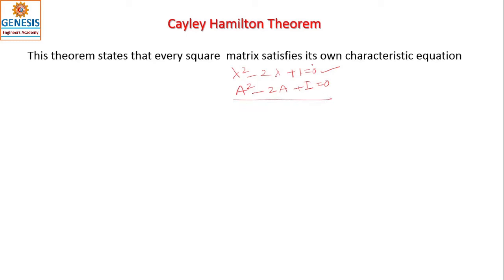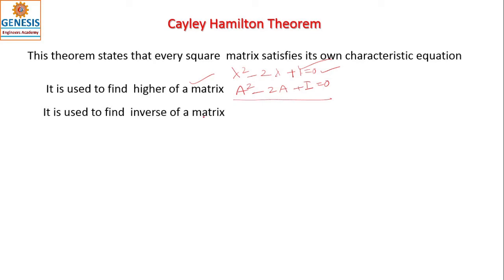So this theorem says every square matrix, it must be square, satisfies its own characteristic equation. That means you can replace the scalar lambda of that characteristic equation by A, the matrix. So using this simple notation, you can find the higher order of a matrix from a single order matrix, and it is also used to find the inverse of a matrix.